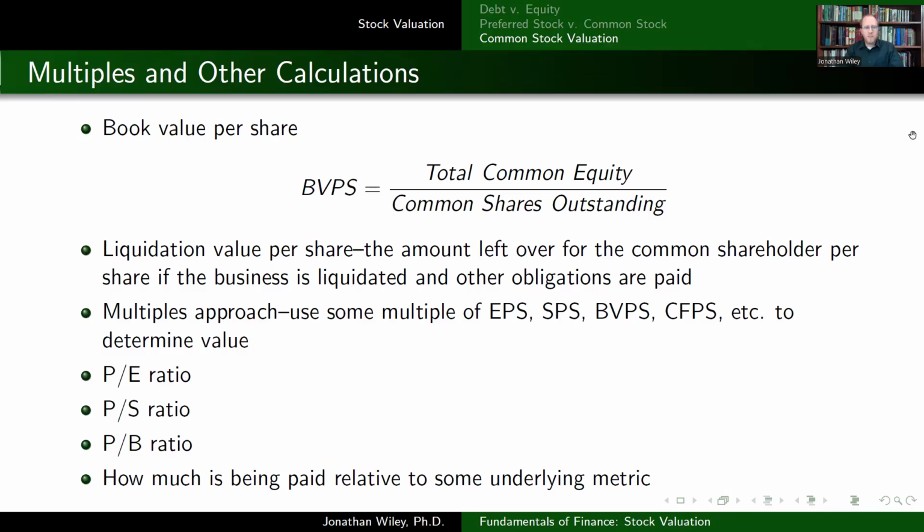All right, so in this video, I'm going to talk a little bit about market multiples and some other calculations that can be relevant for valuing a share of stock. So the first one I'm going to look at is book value per share. Book value per share takes the total common equity and divides it by the number of common shares outstanding.